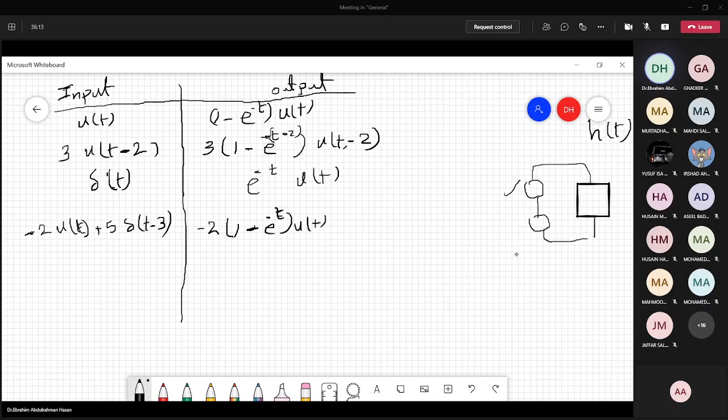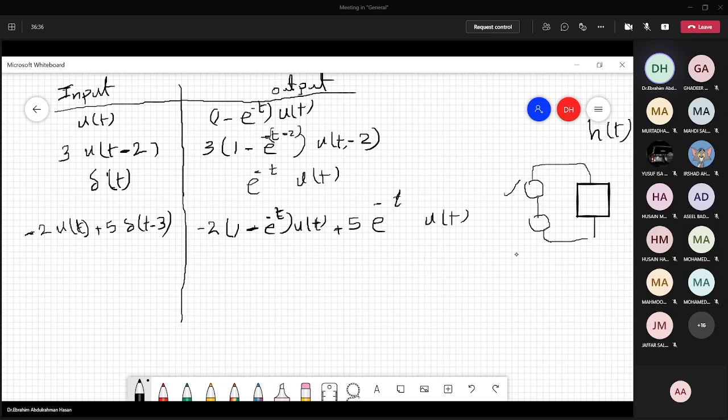And the output from the impulse, it is plus 5. So this is the output for a delta, but we scale it by 5. So then it is plus 5, delta, it is e to the power of minus t u of t.